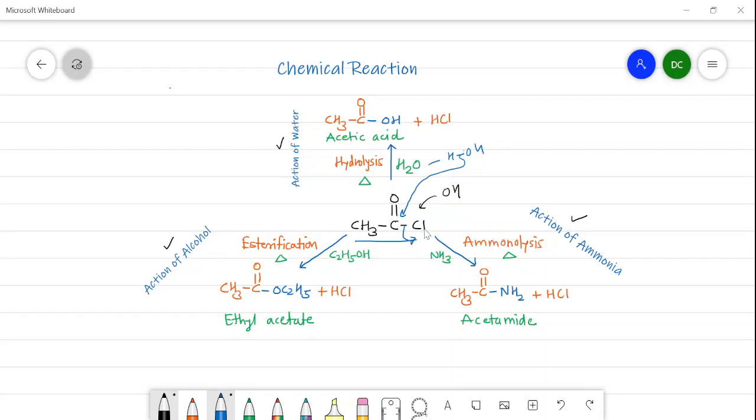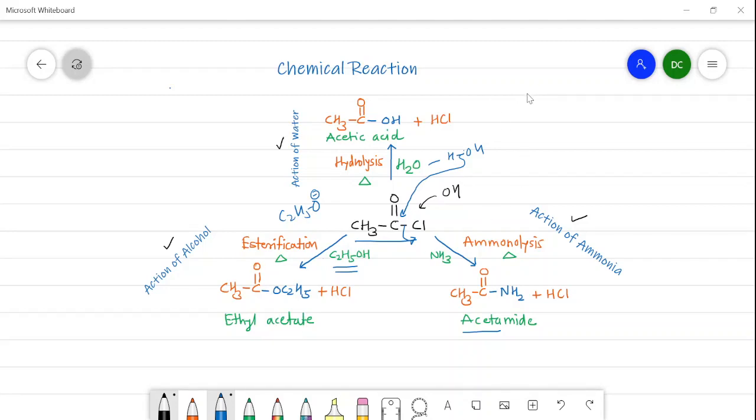Similarly, the Cl group can be replaced by an NH2 group if the acetyl chloride is heated along with ammonia. It is called ammonolysis, and here we get acetamide. And in the third reaction, the Cl group is replaced by an alkoxy group from the alcohol. Here the alcohol is C2H5OH, and the alkoxy group is C2H5O minus. It will replace the Cl, and here we get ethyl acetate.